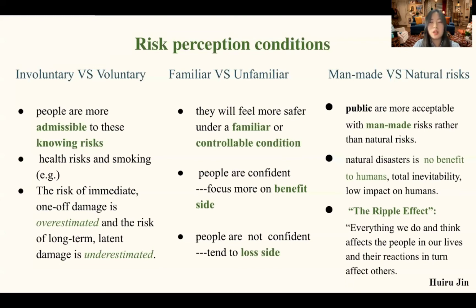The last one is about man-made risk and natural risk. For the public, they are more accepting of man-made risk because the perceived risk of natural disaster is described by no benefits to humans and their total inevitability. They have low impact on humans and other species, and they are relatively easy to understand. And that can be connected with the ripple effect, which means everything we do and think affects people in our life, and their reaction in turn affects others.